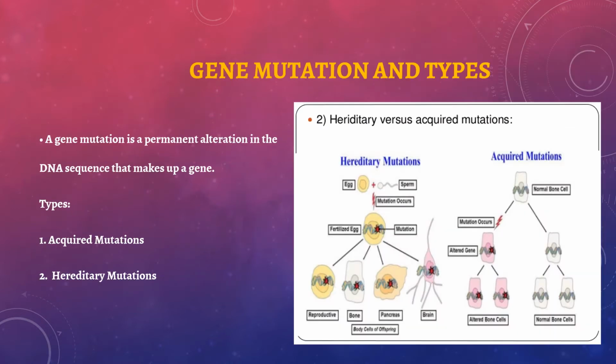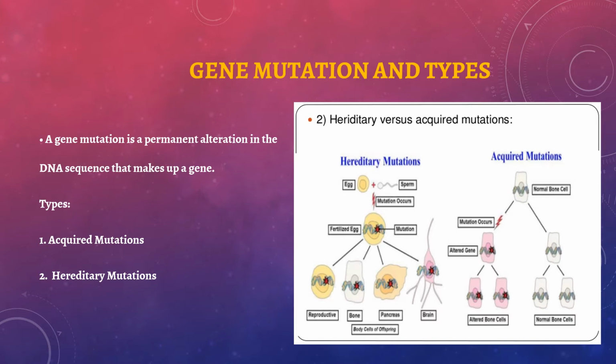Next, coming to gene mutation and types. Like I've taught you, gene mutation is nothing but changes or errors in the structure or characteristics of the genes. A gene mutation is a permanent alteration in the DNA sequence that makes up a gene. There are two types of gene mutation: one is acquired mutation and the next is hereditary mutation.